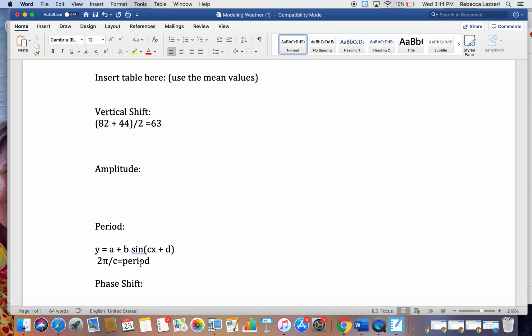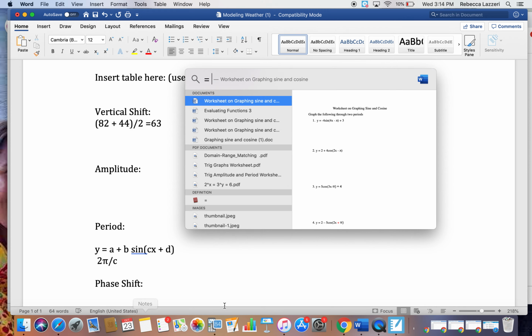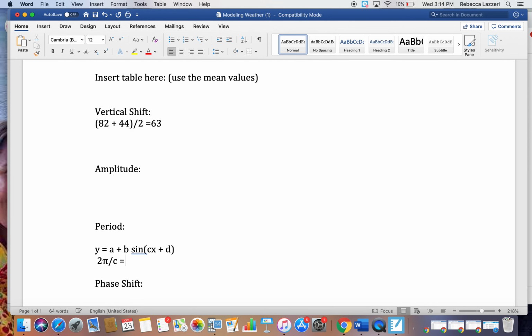So if you think to yourself, you've got to get the right number in here for C to make the period what? How long does this graph last before it repeats itself? 12. Do you see how I'm using algebra to force the issue? I want to say 2 pi over C equals 12. I want to find out what number will force this to be 12. So I'm not going to finish that for you.